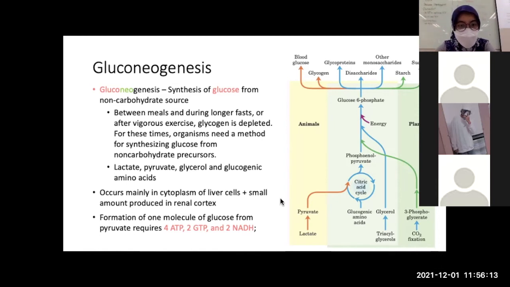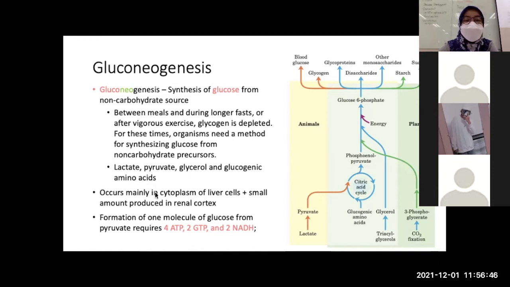What are the sources? They can produce glucose from lactate, pyruvate, glycerol, and glucogenic amino acids. These include intermediates of glycolysis itself, lactate and pyruvate, glycerol from the fats, and glucogenic amino acids, meaning the protein. So fats and protein can also eventually form glucose in gluconeogenesis.